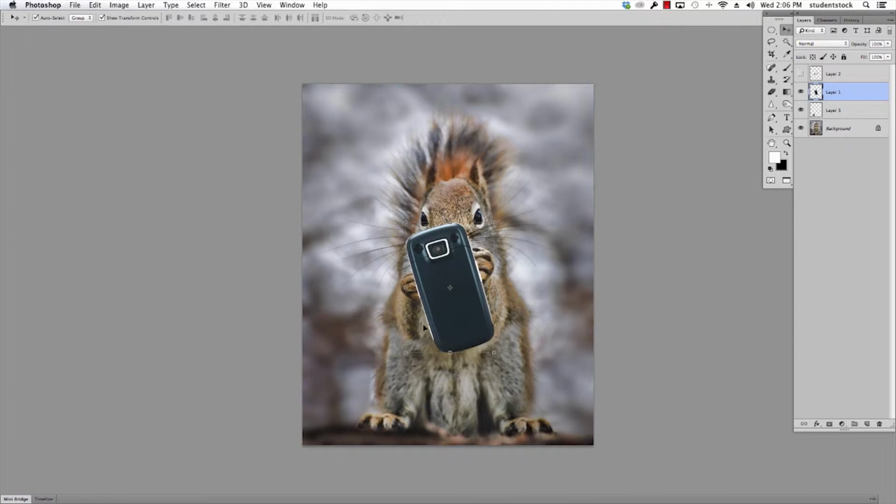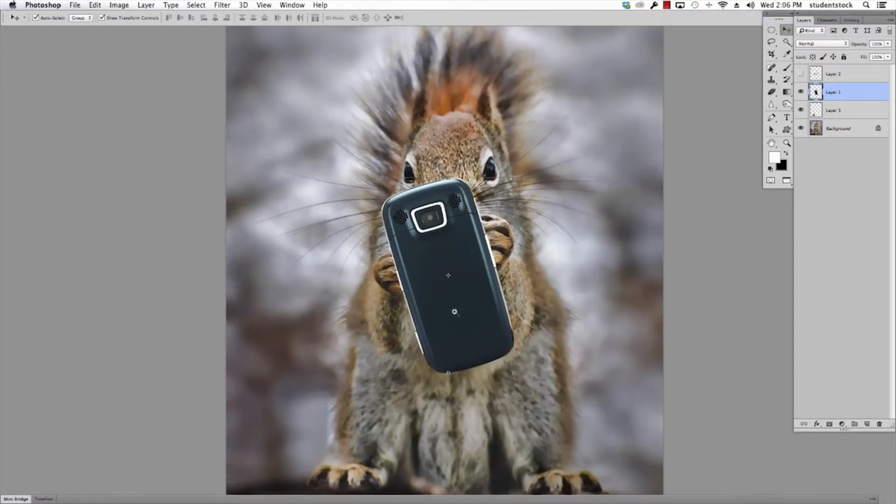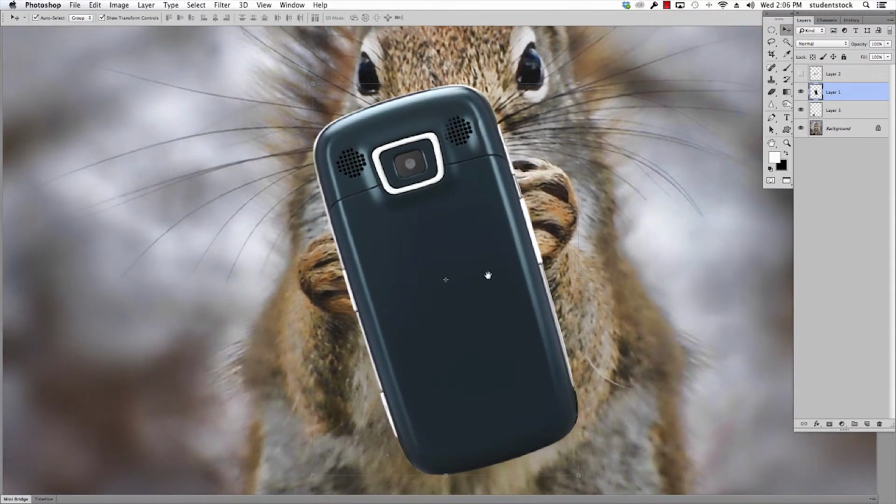And when you look at the image, that's pretty easy, but it doesn't look real when we zoom in because the paws are behind the camera.